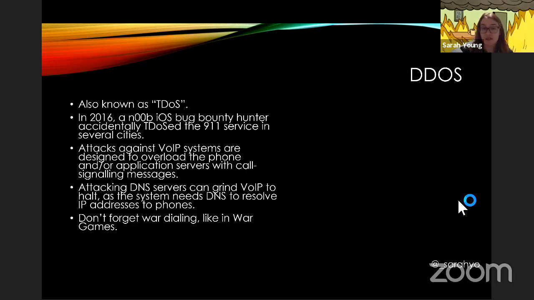Next is DDoS, also known as TDoS, telephony denial of service. It's pretty much the same principle as DDoS, except it's for telephones, and this can happen in a ton of different ways. A fairly well-known one recently was a very new iOS bug bounty hunter. He was looking for bugs in iOS, because I'm sure a lot of you know that Apple pays big money for bug bounties if you can find anything in iOS.